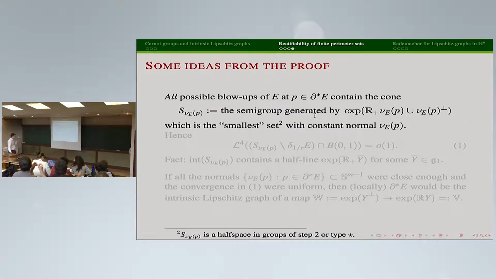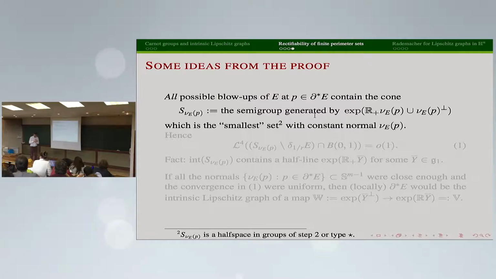So let me give you some ideas from the proof. It's well known to experts that, remember, we are picking a point at the reduced boundary, we are blowing it up. There might be several different blow-ups, okay? But all of them will contain the following object. Before discussing the object, you have to think in these terms.